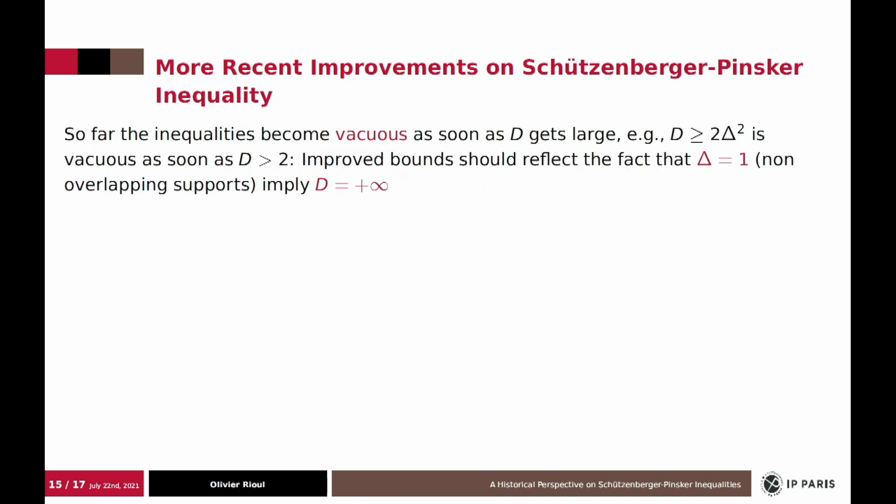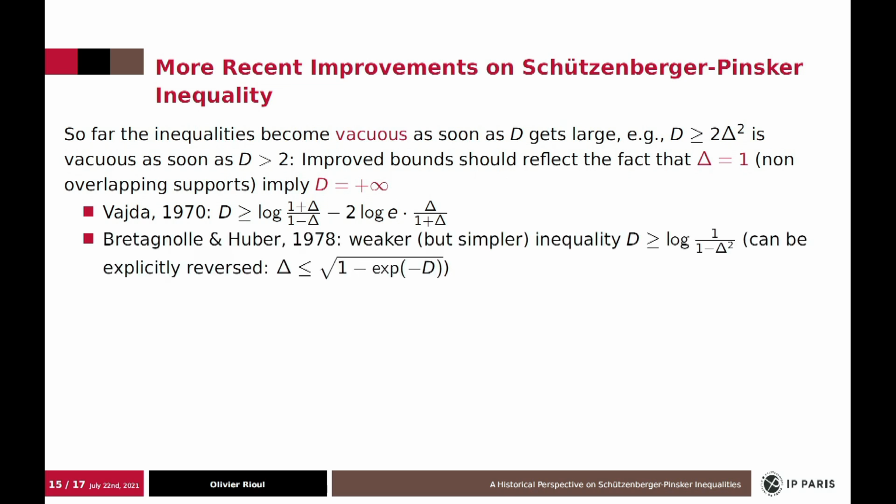Okay. Now, what happened next? Well, there were some more recent improvements of Pinsker's inequality, which were needed because the classical Pinsker inequality becomes vacuous as soon as D gets large. The reason for this is that when delta approaches 1, then D should necessarily go to plus infinity. And therefore, if we have a good Pinsker inequality, it should also reflect that property. And so the first inequality of this type, derived by Vajda, actually has this property, because of the 1 minus delta in the numerator.